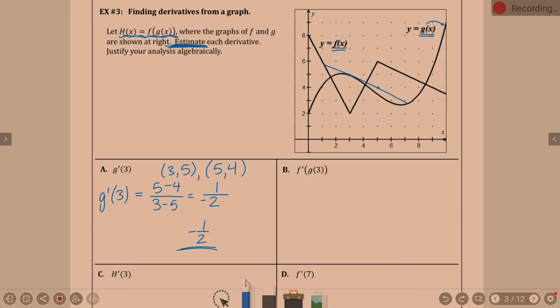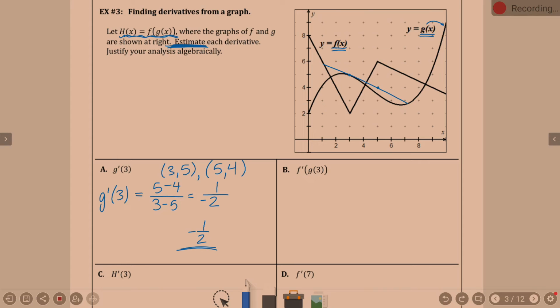F prime of g of 3. Realize they already have the value plugged in for us, don't they? Okay. Because they already have the value plugged in, this is more of just an evaluate. It's not saying find the derivative, or find what f prime is or whatever. This is what we're finding: f prime of g of 3. So don't try and do the derivative and chain rule or anything like that. Just evaluate is more what this is saying. Okay, the derivative is already done.